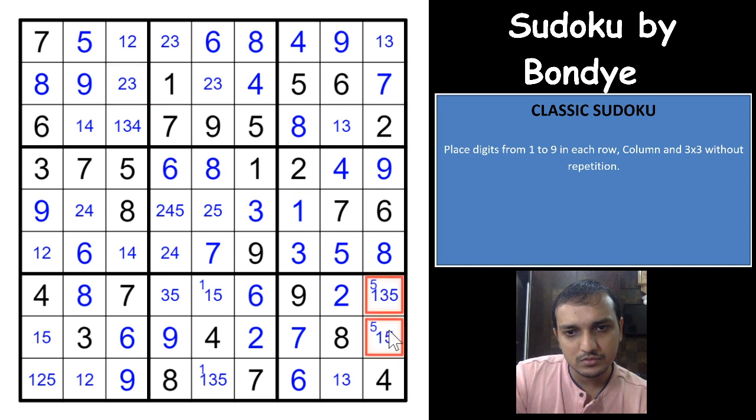You have a 1 5, 1 5. Okay, do you have a Y-wing? No. This is going somewhere, guys.